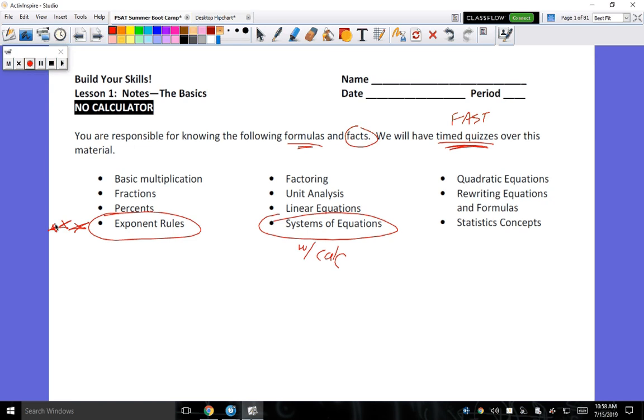Exponent rules, people just forget them. Okay? We just did linear equations, and we saw how it could be a little bit different when it's that x minus 1. But there's a couple others that also are very important that people struggle with.